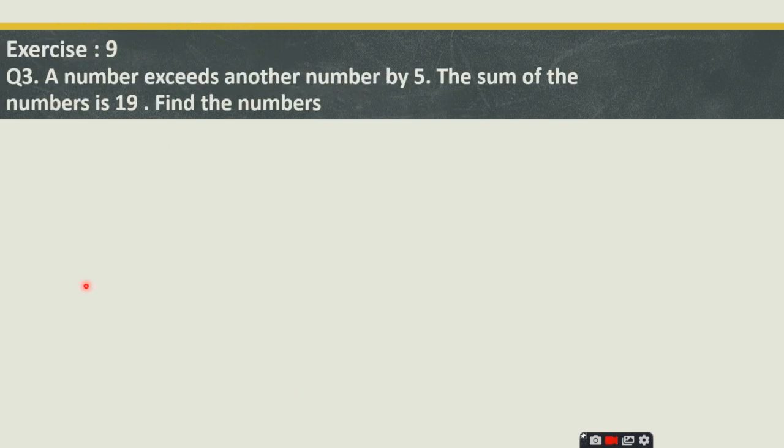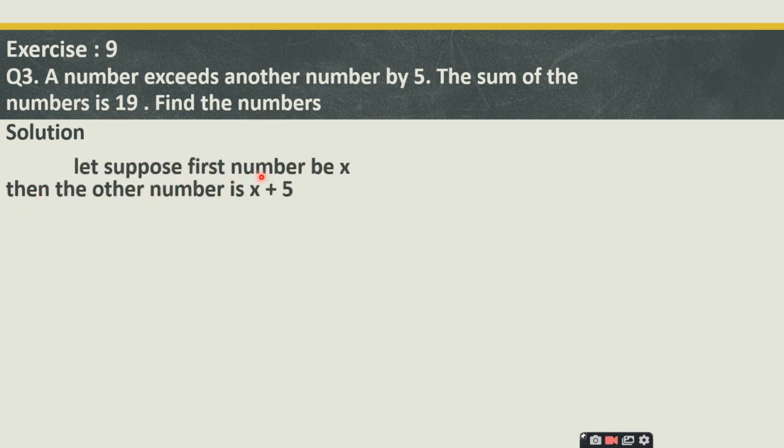Now question number 3 of this exercise is a number exceeds another number by 5. The sum of the numbers is 19. Find the numbers. A number exceeds another number, which means that we have to find two numbers. And the sum of these two numbers is 19. Let's see how we can find them.